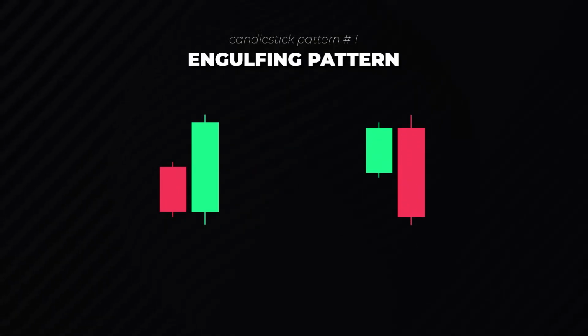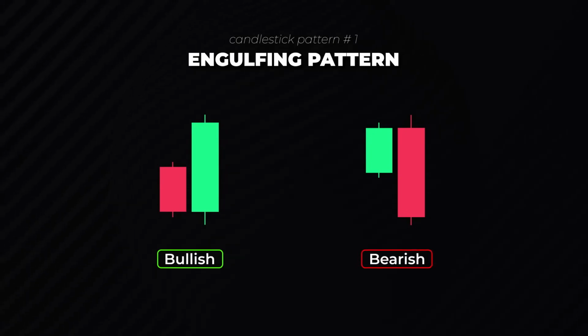There are 2 types of engulfing patterns. Bullish engulfing pattern, which is when the smaller candle is red and the larger candle is green. And bearish engulfing pattern, which is when the smaller candle is green and the larger candle is red. When you see an engulfing pattern on a price chart, it could signal a potential trend reversal.